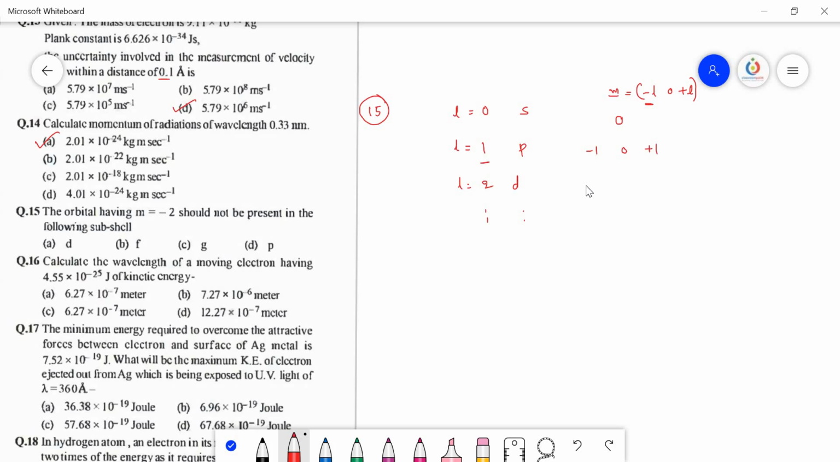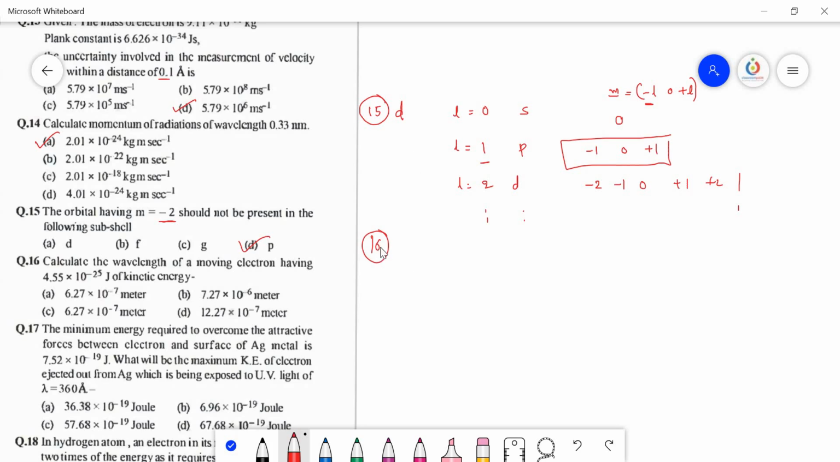In the case of the d orbital, it will be minus 2, minus 1, 0, plus 1, plus 2, and it continues like this. So for the p orbital, you cannot write values more than or less than these. It only ranges from minus 1 to plus 1. So here they said the m value should be minus 2, which is possible for the d orbital and not possible for the p orbital. So our question 15 answer is D.